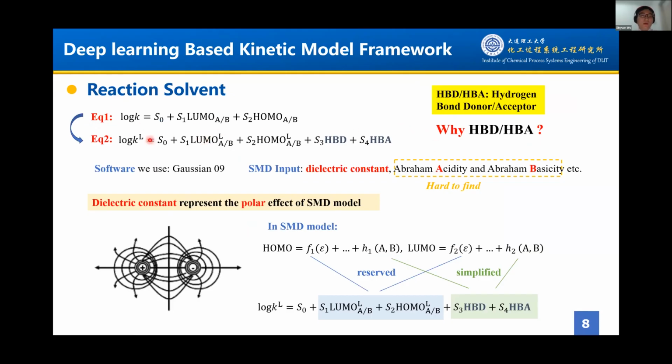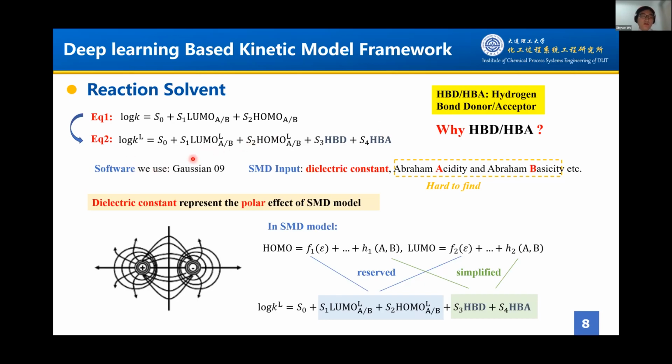Then we will get equation 1. However, we have to take the hydrogen bond donor and acceptor into consideration and change equation 1 to equation 2. Of course, these two descriptors are important. However, why do we think this change is essential?